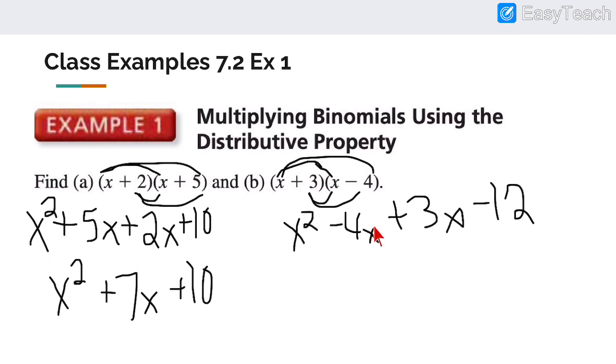These two have the same variable, so we can put them together. So we're going to get x squared minus 1x, or just a minus x, and then minus 12. Here again, negative 4 plus 3 would be negative 1. I'm not going to write the negative 1 next to it, but I will just write a minus x here. So again, two binomials multiplied gave us a trinomial.